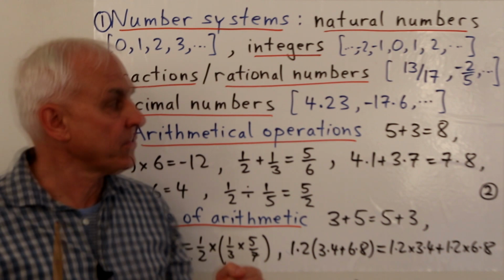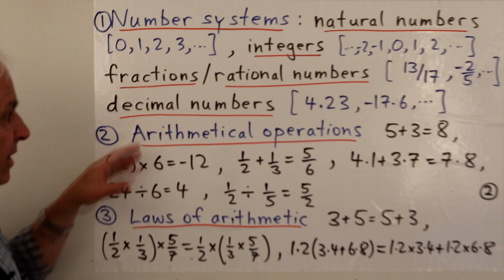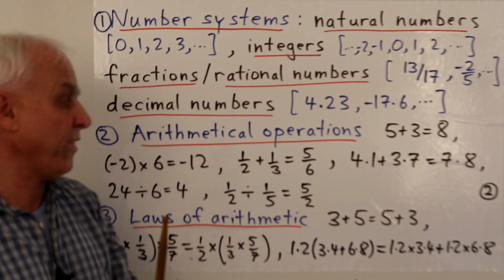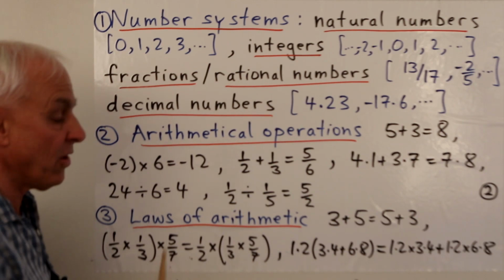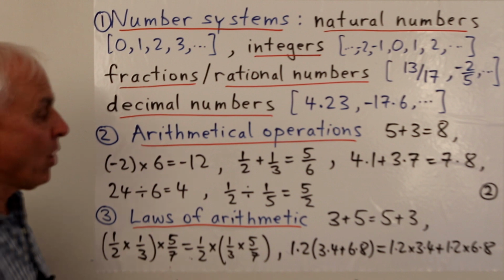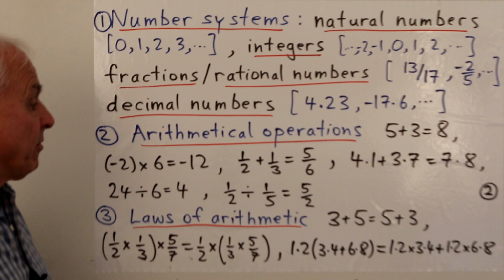Okay, so we have these basic numbers, and then we have arithmetical operations with them. Things like addition, prominently, 5 plus 3 is 8. Like multiplication, minus 2 times 6 is minus 12. We can do that kind of operation also with fractions. For example, 1/2 plus 1/3 is 5/6. We can do arithmetic with decimals. 4.1 plus 3.7 is 7.8.